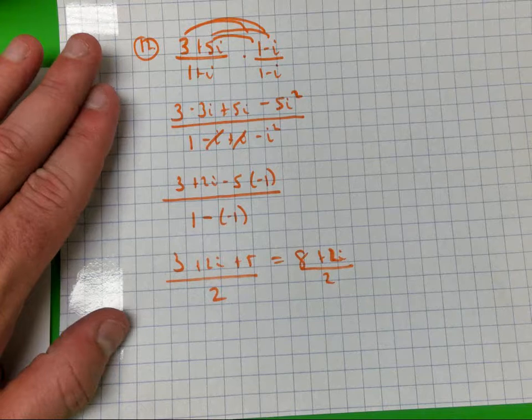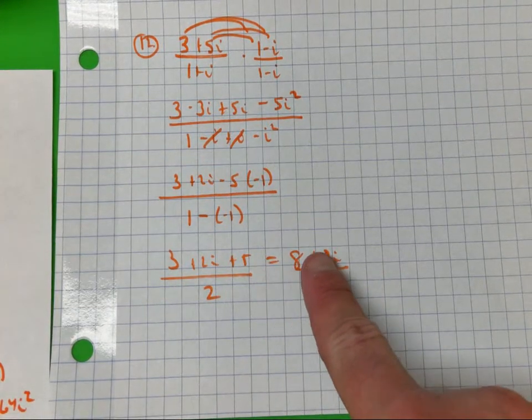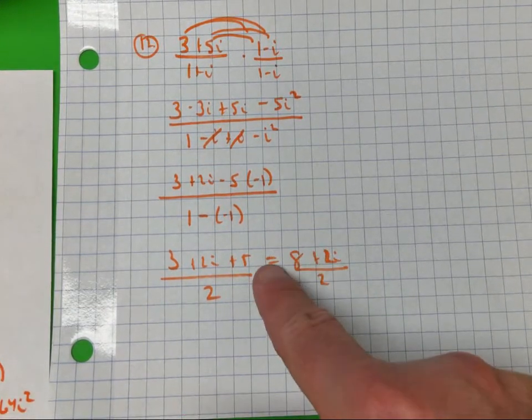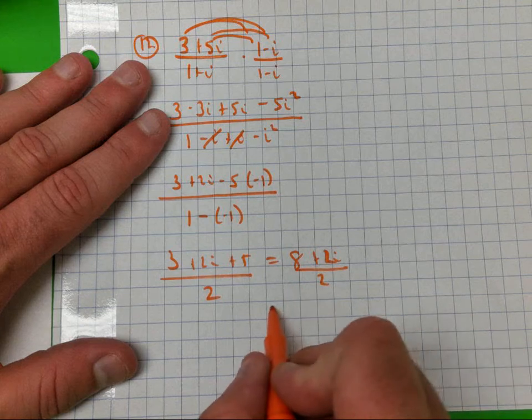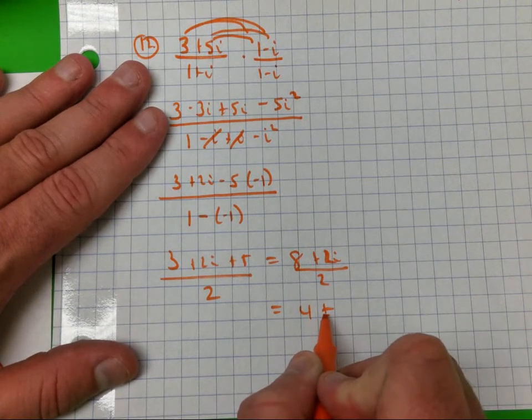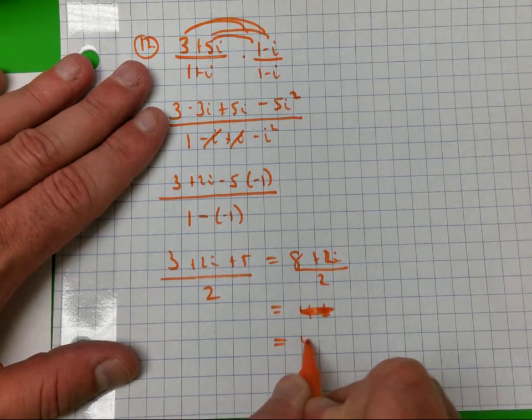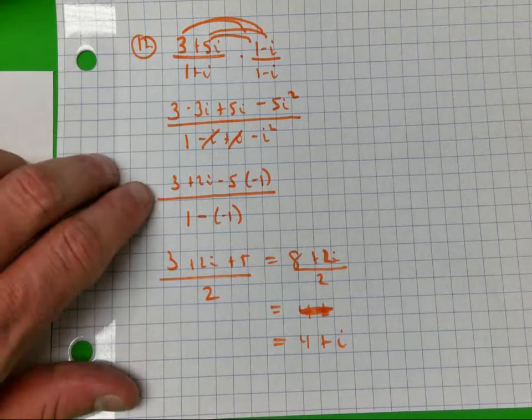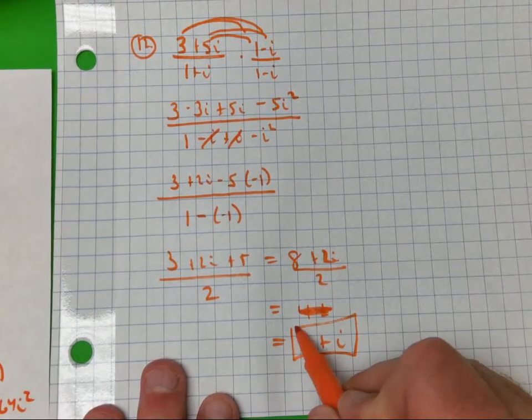over 2. Before I submit this, though, I'll look and see, there's a number I can take out of all 3 of those values. That's a 2, so I'm going to divide 2 out. That's going to equal 4 plus i. Is my answer.